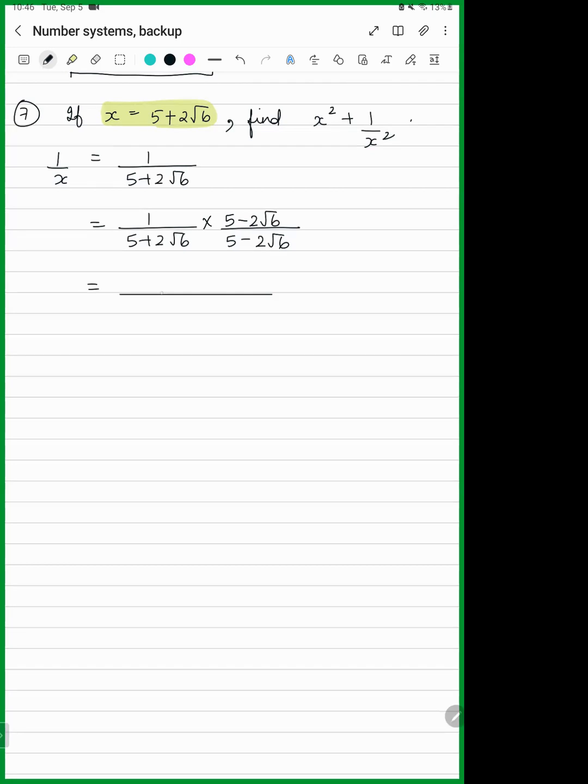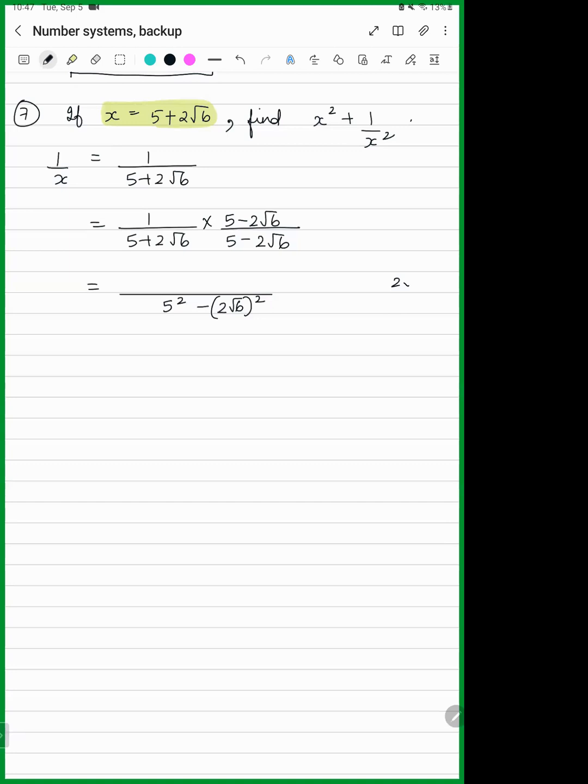Denominator will be 5 minus 5 square minus 2 root 6 whole square. Very good. Acha, now in our rough column, we are going to always draw a rough column, and we are going to write 2 root 6 whole square is going to be how much?